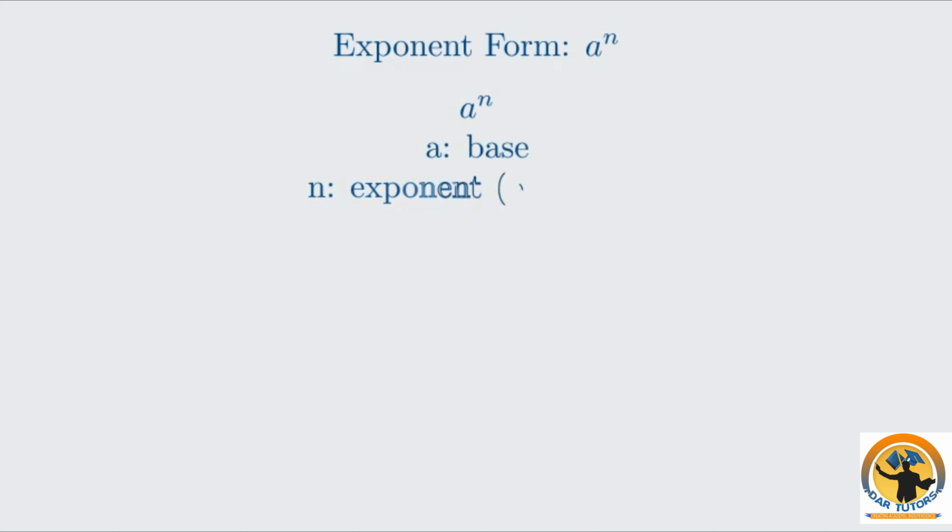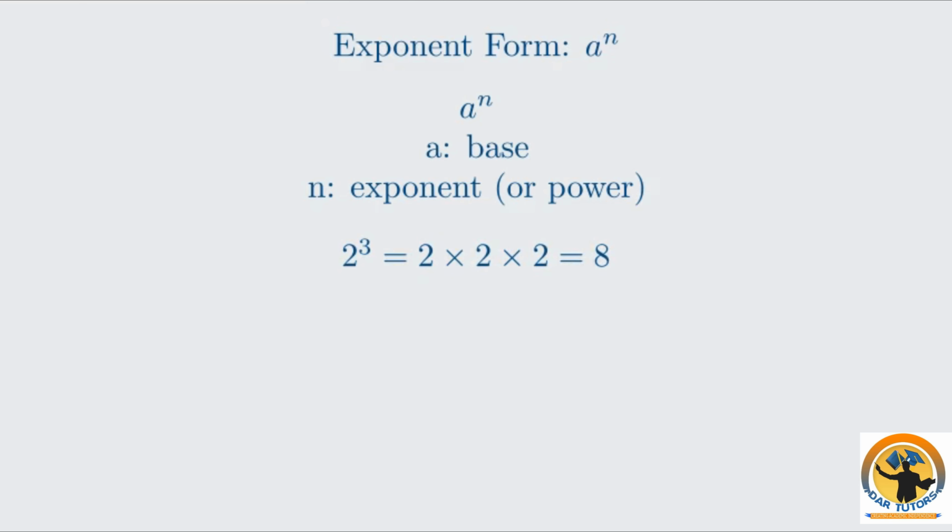An exponent is a shorthand way of writing repeated multiplication. A number written in exponent form looks like this: a to the power of n. Here, a is called the base, and n is the exponent or power. It tells us to multiply the base, a, by itself, n times. For example, 2 to the power of 3, or 2 cubed, means 2 times 2 times 2, which equals 8. So 2 cubed is 8. The base is 2, and the exponent is 3.